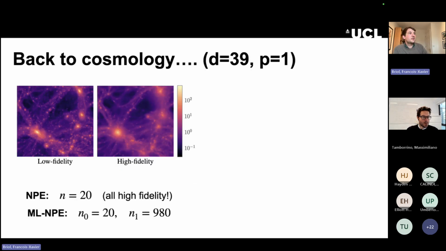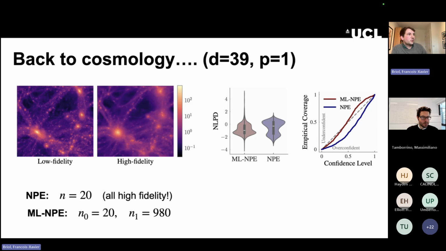Okay, I'm very low on time. So the last thing I would say is that this also works for the cosmology example. We get slightly better performance and we also get slightly better coverage.